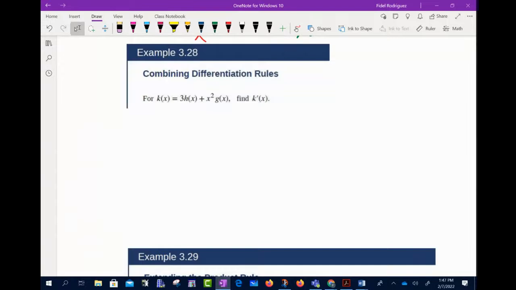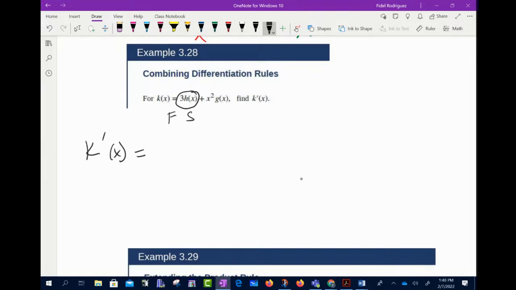Okay. So now we're going to combine different differentiation rules. All right. So we're going to do this. We're going to find k prime of x. All right. So, y'all, we're going to look at this piece here. Okay. And I'm going to write it like this: the first and the second. Because in that little piece right there, I do have two parts, don't I? I have the first function and I got a second function.